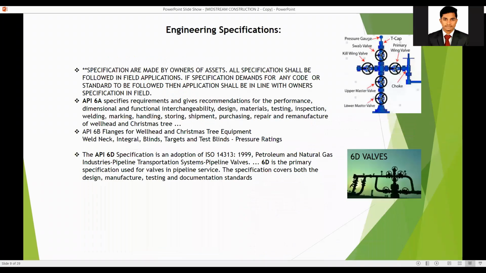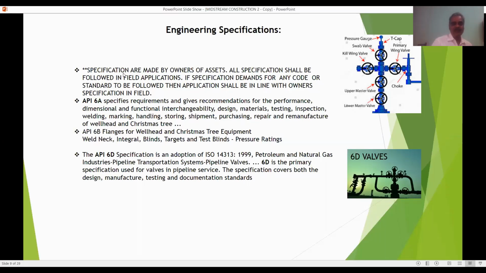Yes, sir. Then good. If we go to the engineering stage, so far we have discussed general topics, the requirements and operations. Now we need to discuss specifications, codes and standards. First I will discuss specifications. A specification will give you shape and dimensions. Specifications are made by the owners of assets.